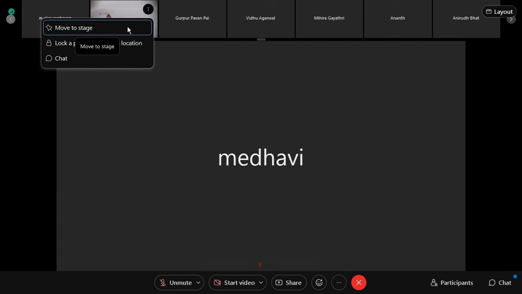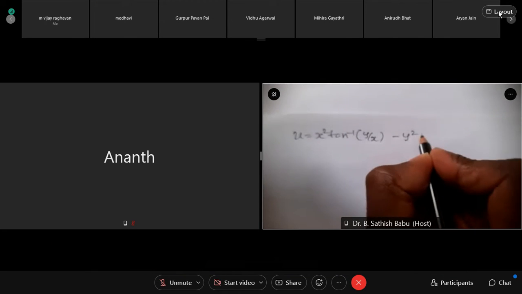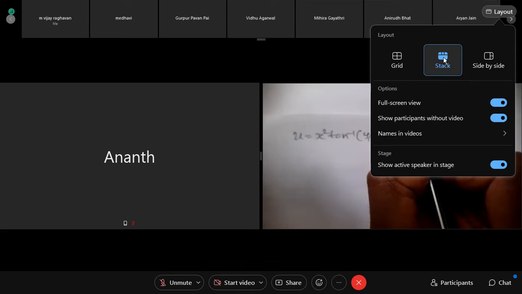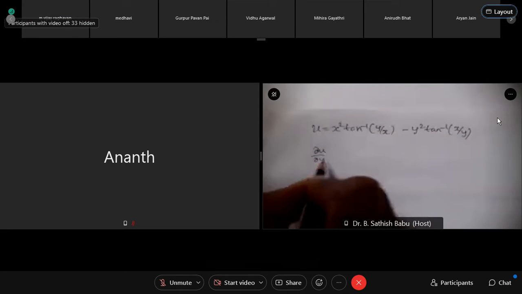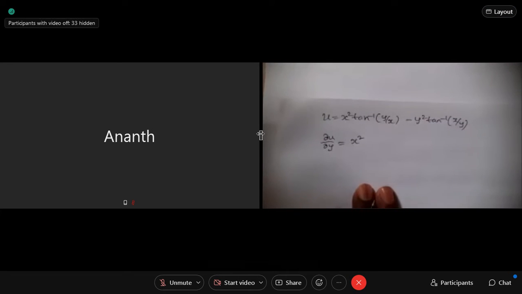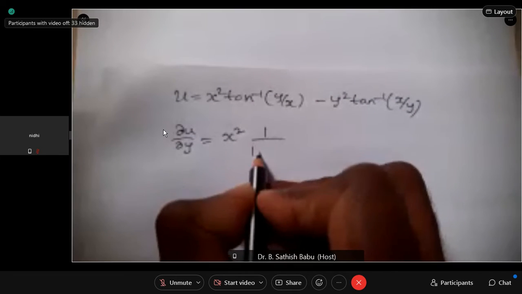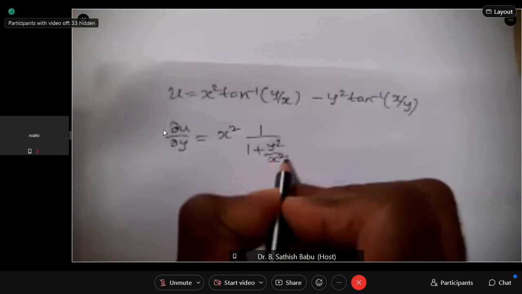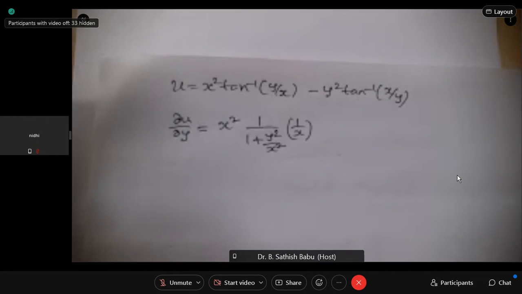u is equal to x square into tan inverse of y by x minus y square into tan inverse of x by y. Firstly, I am differentiating this with respect to y. Should I treat x square as constant now? Yes, sir. Okay, tan inverse of y by x with respect to y becomes 1 by x, fine?